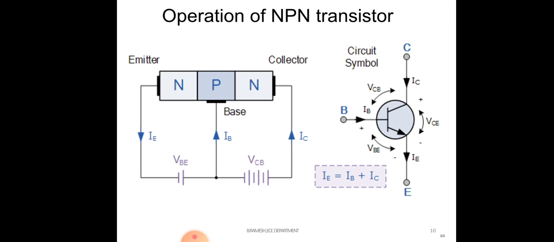Next, the operation of the NPN transistor. Similar to the PNP transistor, the only difference is that in place of holes we use electrons. This is the arrangement of the NPN transistor. The current direction is like this. This is the current equation: IE is equal to IB plus IC. And this is the circuit diagram.